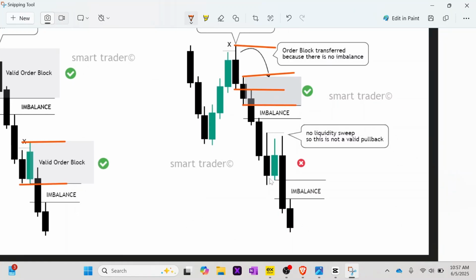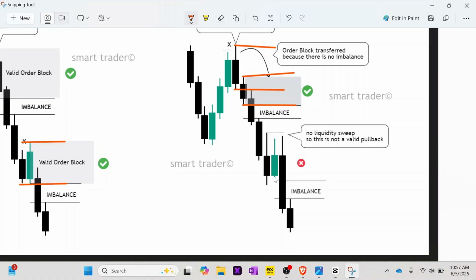In this case, the market has made something like a pullback here, but this pullback is not a valid one, since this green candle here didn't succeed to take out the previous candle's low. So this pullback is not a valid one.